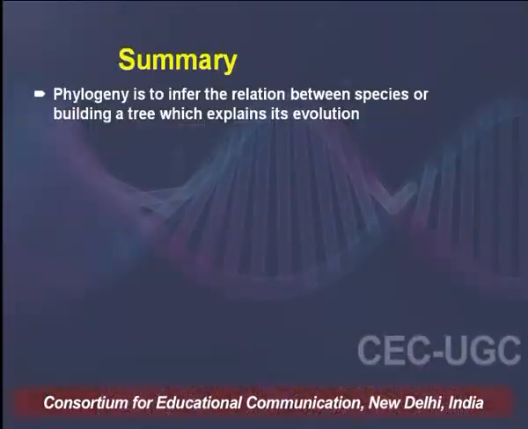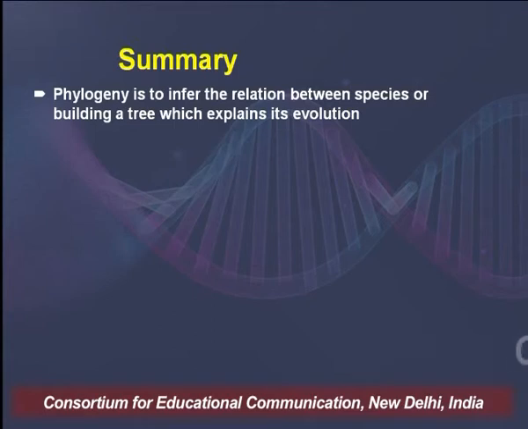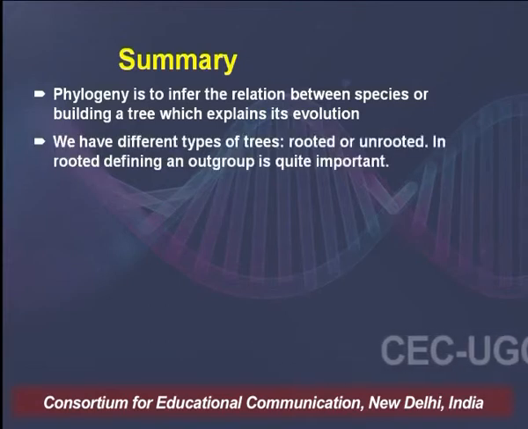We talked about phylogeny, where we talk about the relationship between the species, or maybe we try to build a tree which explains from where it originated, meaning where is the root and what are the branches, which route it took for evolution, and where are the leaves, meaning present day species. We have different types of trees, rooted and unrooted.